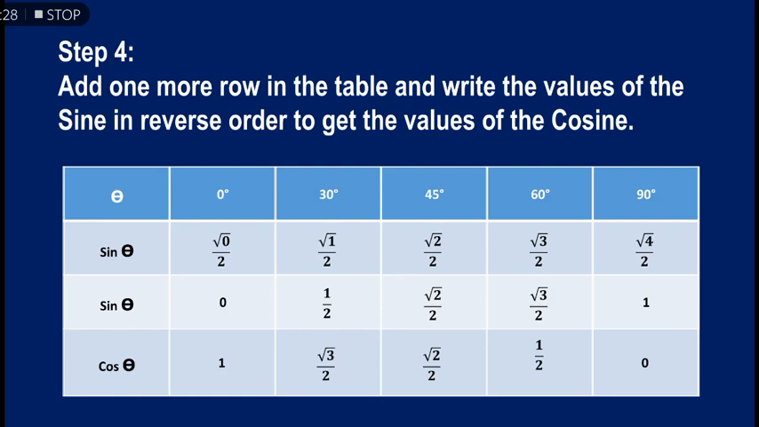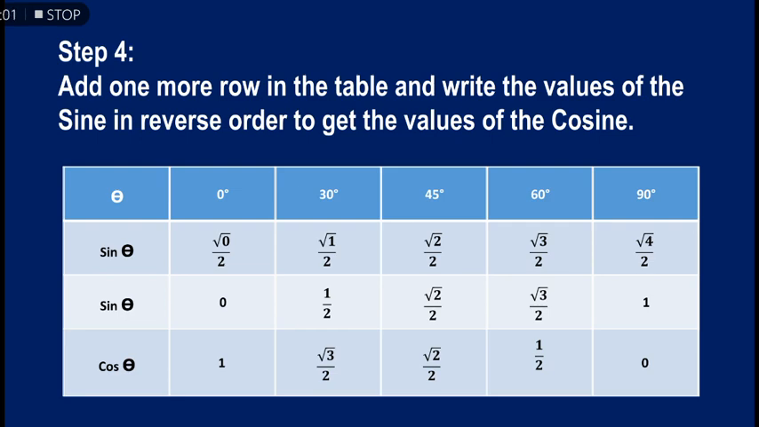That is, 0 is at first place in the third row, it will attain the last place in the last row. 1 by 2 is at second place, it will get the second last place. Half of square root of 2 is in the middle in the third row, it would be in the middle in the last row as well. Half of square root of 3 is at second last place, it will get the second place in the last row, and 1 is at last place, it will get the first place in the last row.